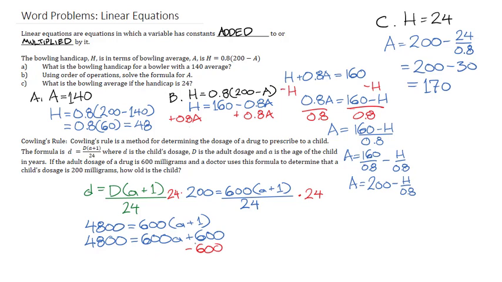I will subtract 600 from both sides. I will get that 4200 is equal to 600a. We, of course, divide both sides by 600, and we see that a equals 7, meaning that to make the rest of this equation true, the child would have to be 7 years old.